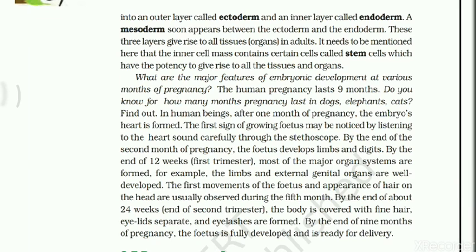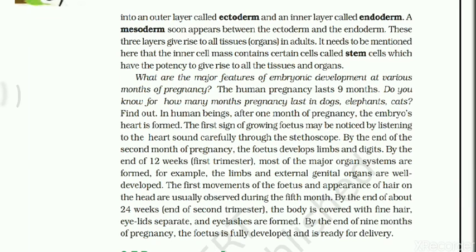In human beings, after 1 month of pregnancy, the embryo's heart is formed. So the heart is first characterized at the end of 1 month of development. The first sign of a growing fetus may be noticed by listening to the heart sound carefully through the stethoscope. So the successful implantation and differentiation of the growing embryo will be detected with the help of a stethoscope. The heart sound will be detected after 1 month because the heart is formed during the first month.